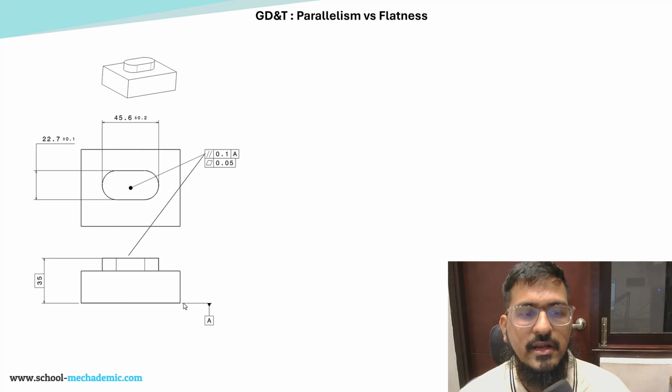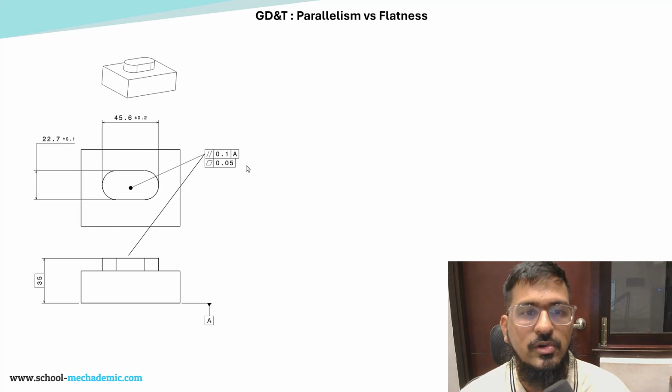So the primary datum feature is the bottom surface, which is datum feature A. And this top surface, as shown, has the size dimensions 45.6 by 22.7, and the size tolerances are mentioned. And there are two geometric controls applied on this surface. One is a form control, which is flatness. So we are saying that this surface in its flatness should be within a tolerance zone of 0.05. And also we are saying that this surface in its parallelism with respect to datum feature A should be within a tolerance zone of 0.1, that is with respect to datum feature A. So two geometric controls are applied.